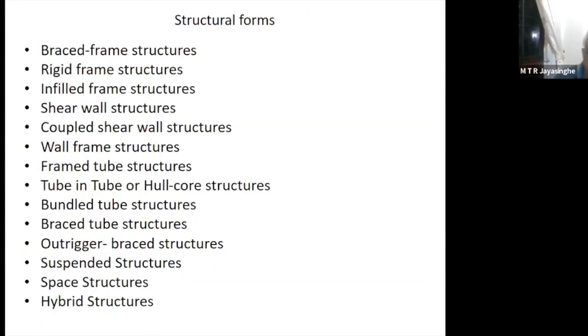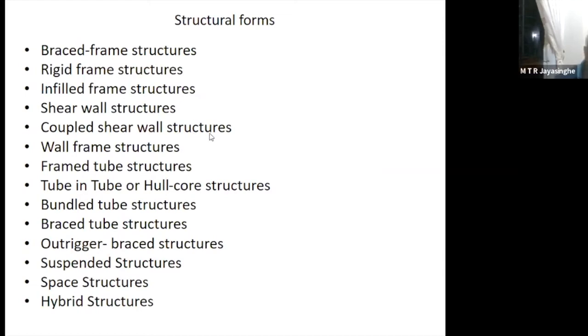So there are so many different structures that you can use. Braced frame structures, that is steel structures. Rigid frame structures, that is beam column structures, again ideal for concrete. Infilled frame structures, those are the structures where the masonry is used as an infill material. Shear wall structures, the most common structural form. We like shear wall structures a lot because shear walls can stabilize the structures a lot.